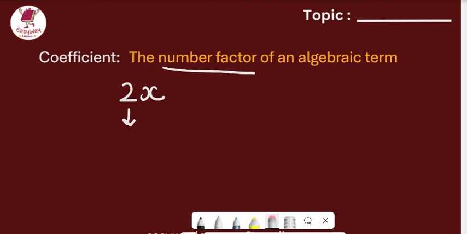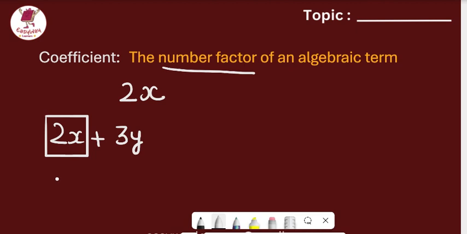If the question is like this, 2x plus 3y, you have to specify the coefficient of each variable. The coefficient of variable x is 2 and the coefficient of variable y is 3.